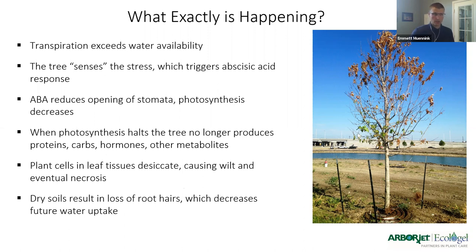Well, half of that tree is below ground. All of its roots are there. And the roots that are responsible for absorbing water are fine root hairs. So when that soil dries out completely, so do those root hairs. And so there's a lot of root loss associated with severe drought stress. The tree's root system dries out. So then when water finally is added back to the landscape, the tree is not able to absorb it because it's lost all of its absorbing roots.